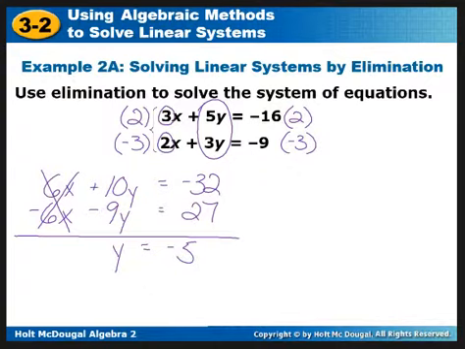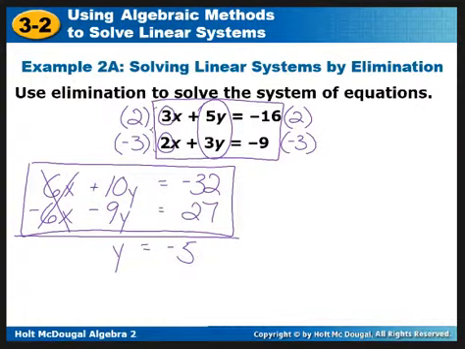So now what I need to do is take that -5 and go back and fill it in. Now here's the deal. You can fill into either one of your original equations, or if you wanted to, you technically could fill into one of the equations that you manipulated by multiplying. The thing about that is usually the numbers down here tend to be a little bit bigger, so it usually is easier to go back to the very beginning.